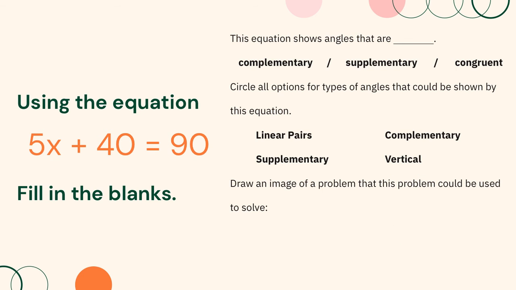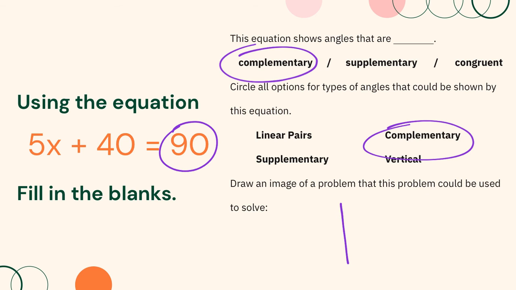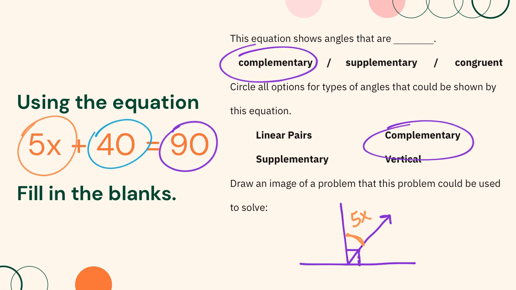Let's try one more. This time I see that my equation is set equal to 90. Well, complementary angles are what's set equal to 90. That's the only kind. So when I'm looking, I have a right angle, and it has two angles that come out of it. And those two angles here would be 5x and would be 40. And so then if I set up an equation, 5x plus 40 equals 90. And that shows that I have complementary angles.